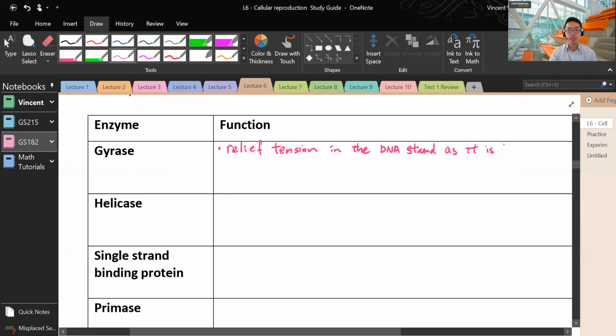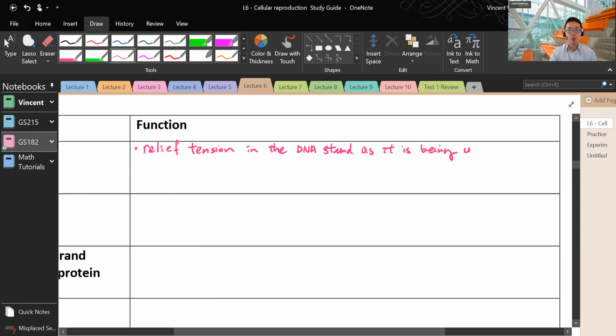as it is being unwound. Okay. And this is important because it prevents the DNA from breaking. If there's too much tension in the DNA as you unwind it and you don't relieve the tension, it's just gonna break. Okay, so to relieve the tension, they actually create little cuts in the sugar phosphate backbone here and there, and that will help alleviate the tension.